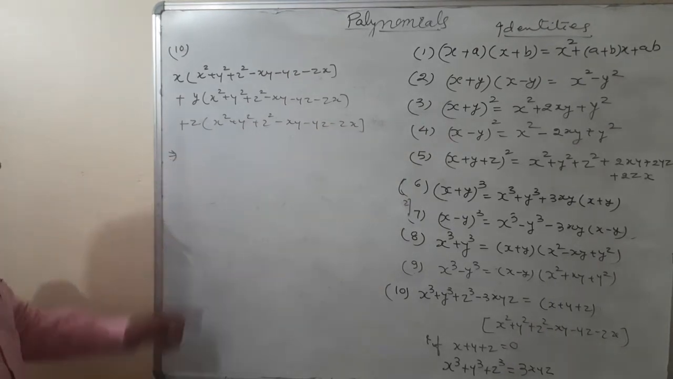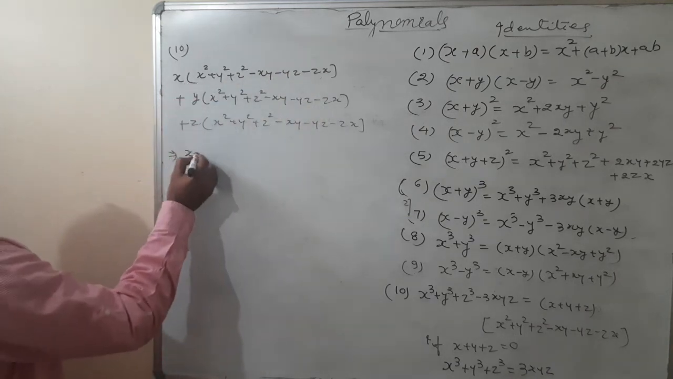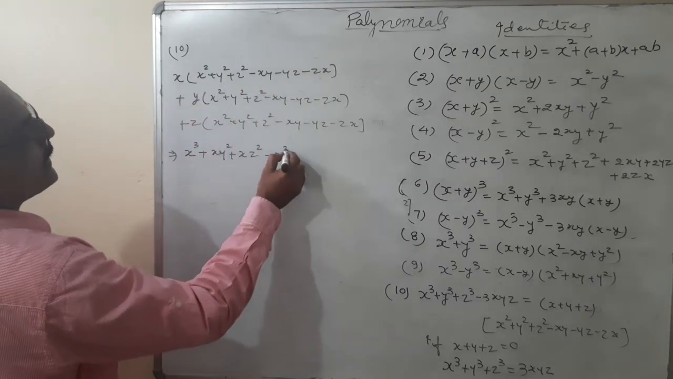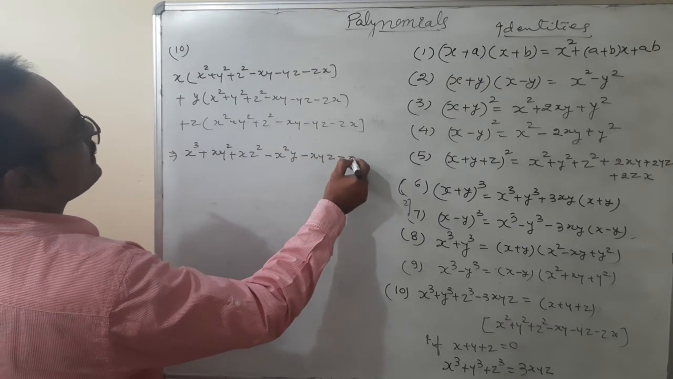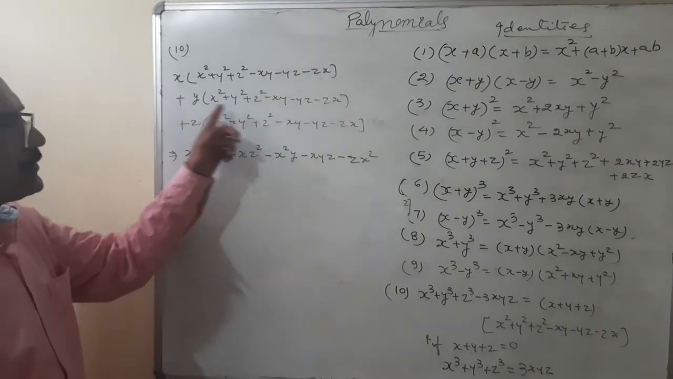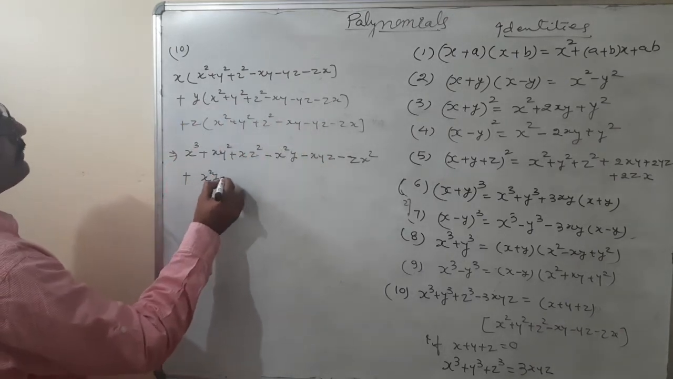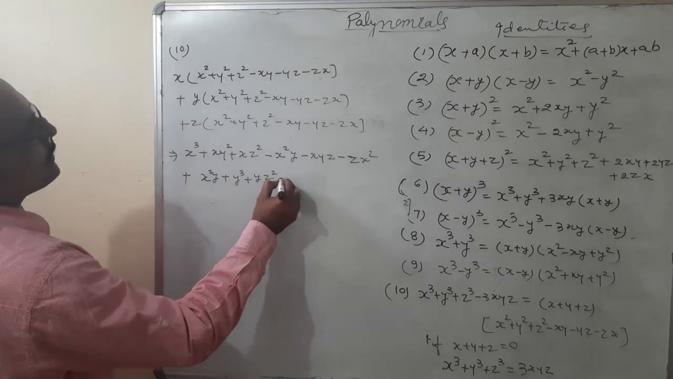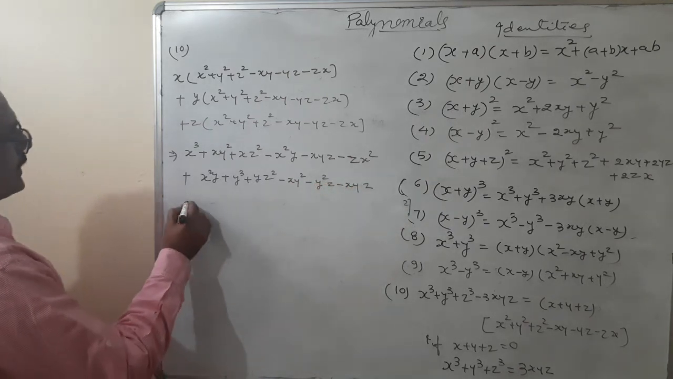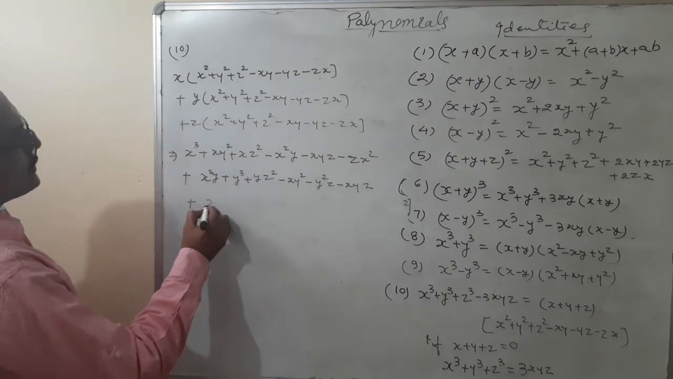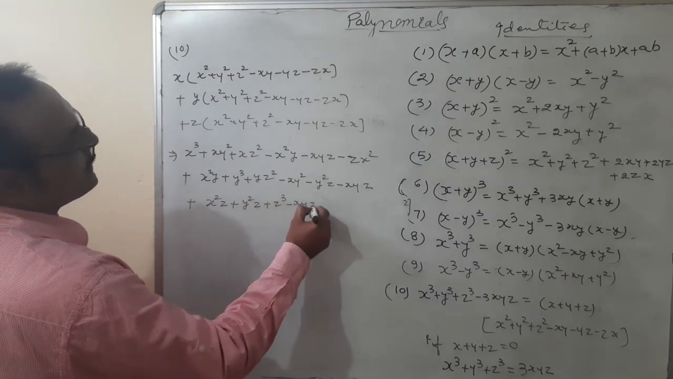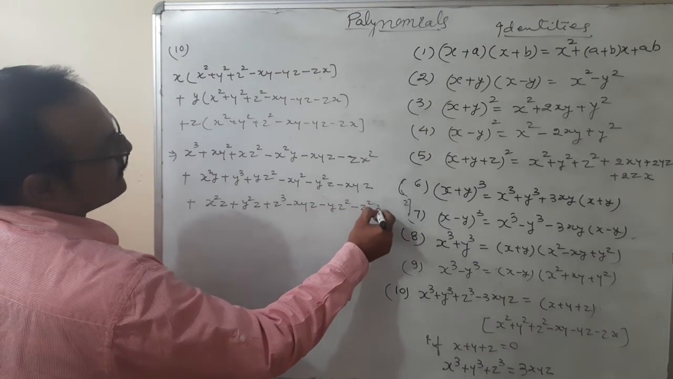After multiplication, this is x cube plus xy square plus xz square minus x square y minus xyz minus zx square. These are the multiplication of x, plus now multiplying y with the whole term. So x square y plus y cube plus yz square minus xy square minus y square z and minus again xyz, plus the third term multiplied by z, x square z plus y square z plus z cube minus xyz minus yz square minus z square x.